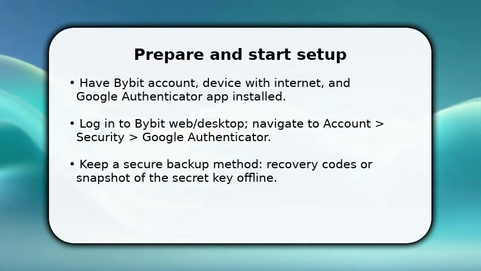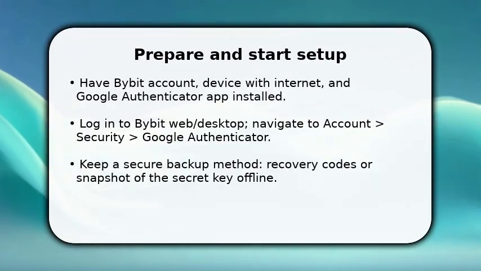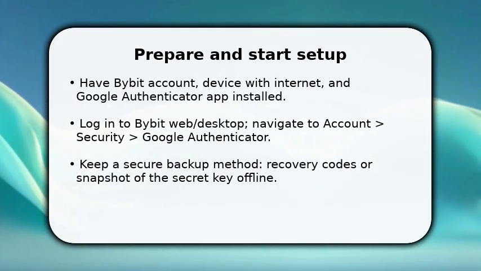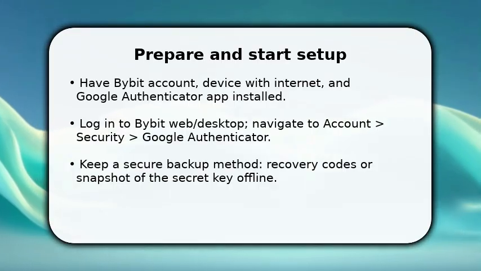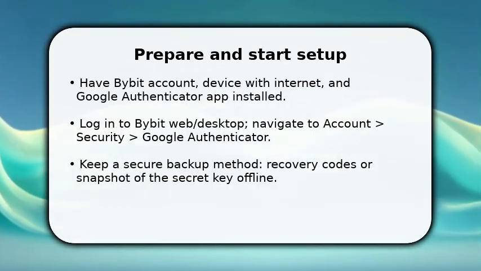Make sure to have a pen and secure location ready for the secret key that appears. Write it down or save an encrypted snapshot. This step starts the link between your account and the Authenticator app.